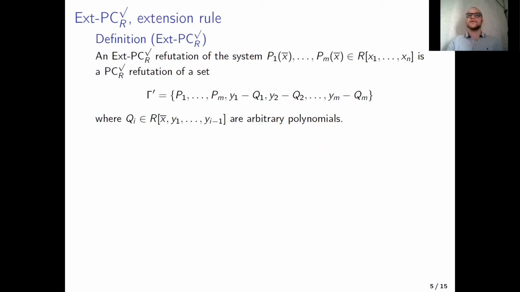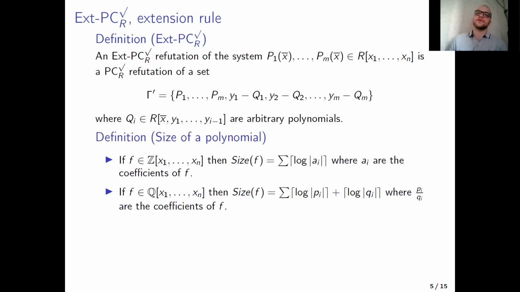It's easy to see that if the system P1, etc., Pm equals 0 is a translation of a CNF formula, then this proof system can simulate the extended Frege proof system. So it's really hard to prove a lower bound in this case. However, in our work, we are not going to work with translations of CNF formulas, so we actually can prove a lower bound for this proof system.